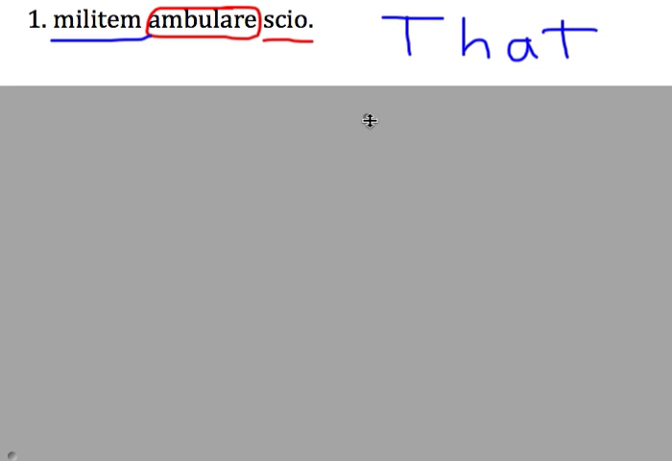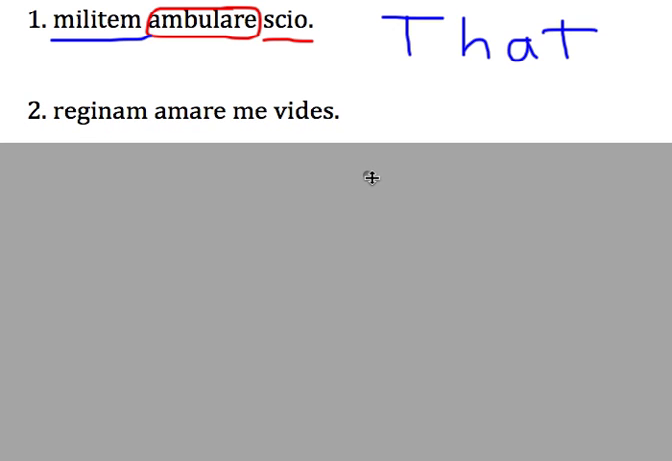Let's look at another example. Number 2. We've got a main verb here, gentlemen. Does everybody see it? Vides. Has everybody spotted the infinitive? Amare. And then finally, we're looking for accusatives because we have infinitives. That's accusative, but me is also accusative. So we end up with 2 accusatives.